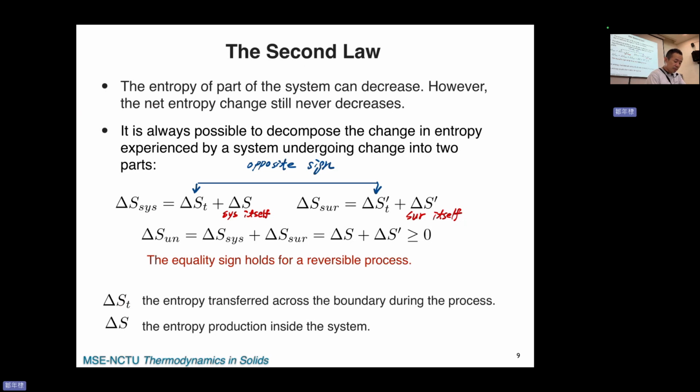So when you sum them up together for the universe, meaning the overall net entropy, the transfer terms cancel each other. So delta S system plus delta S surroundings will always be greater than or equal to 0. The equal sign holds for a reversible process, or you can say perfectly ideal. So that's it.